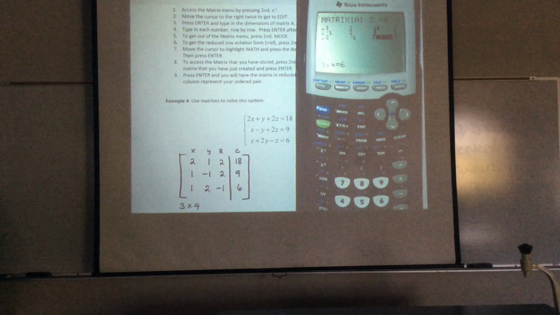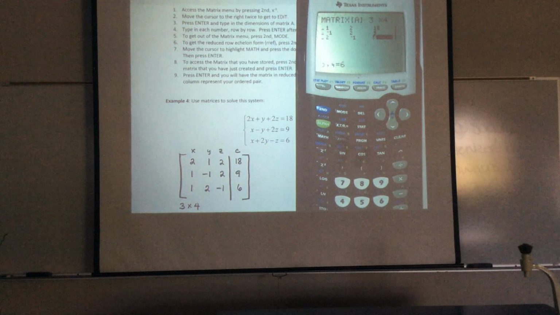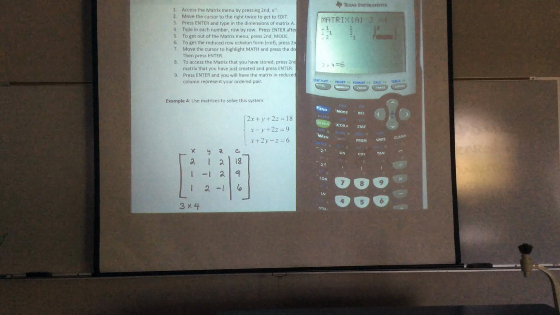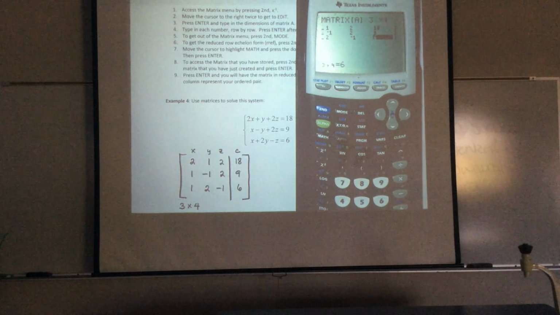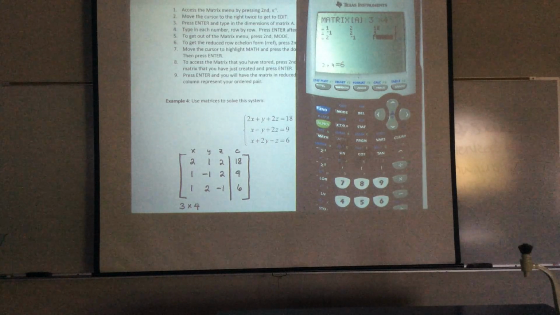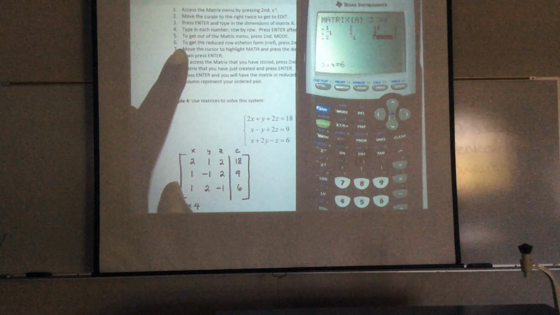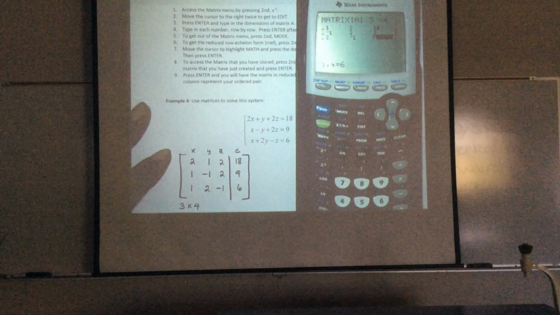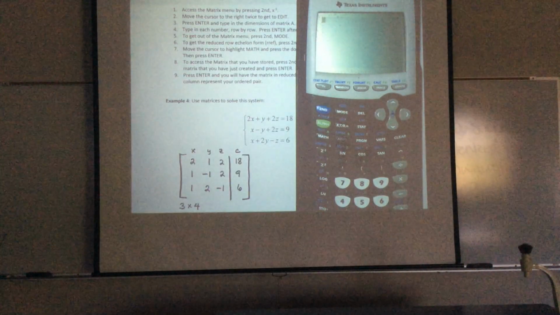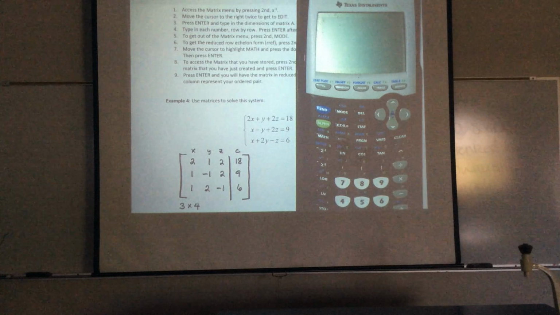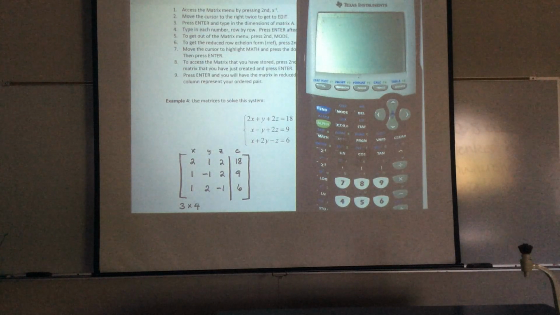Now notice you have to type in that very last number for the last row and the last column. Very important. Once you're done with that, the next step is to press second and mode to get out of the matrix menu. Hit the second key and then mode right next to it, because you want to quit and go to a clear screen.